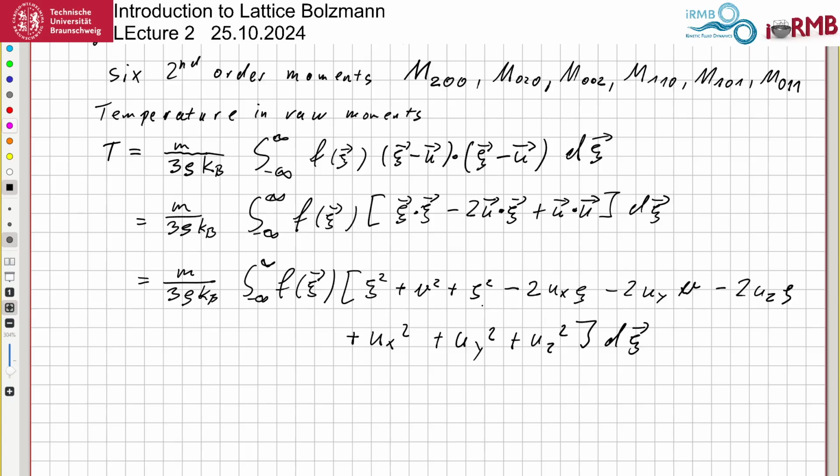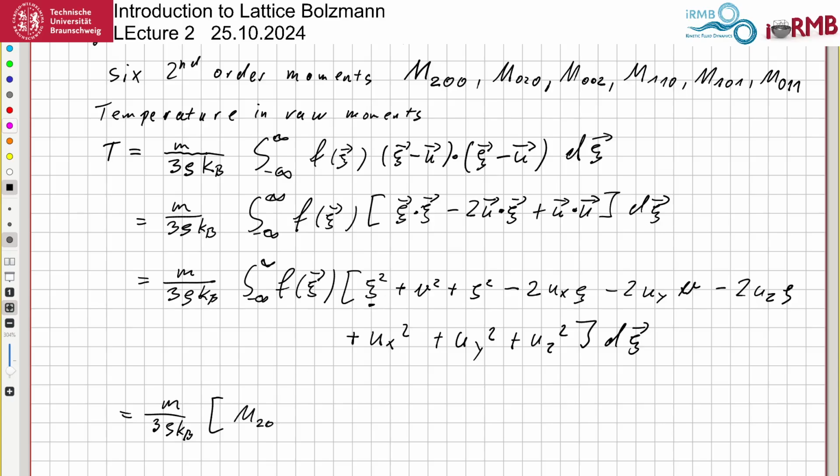Why did I do this? Now obviously, when we integrate over a sum, we can write this as a sum of integrals, and the sum of integrals will give us different moments. You see here we have f times xi squared. If we take this out, this will give us a moment. Let me just write M3 rho K Boltzmann.